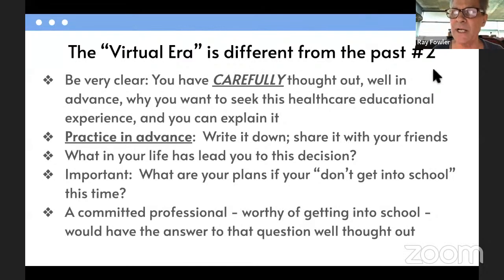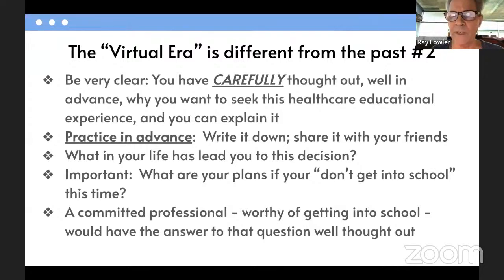Why do you want to be a doctor or an NP or a PA? Now, next point, practice in advance. Write it down. Share it with your friends. The next thing is, what in your life has led you to this decision? What points in your background? I've had people say, I got a hangnail when I was 3, and I've wanted to be a doctor ever since. That's probably not very convincing on an application.